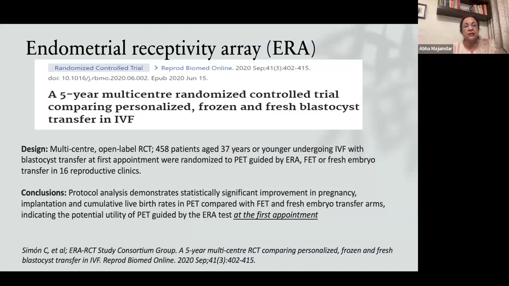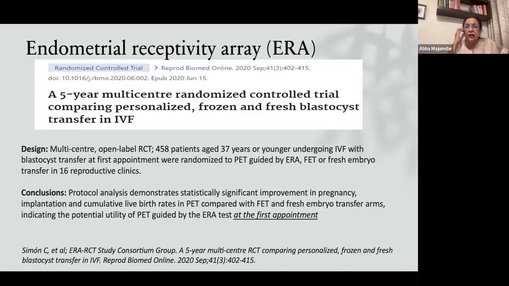Multi-center open label RCT, 458 patients aged 37 years or younger. So one is they took younger patients with blastocyst transfer. At first, embryo transfers were randomized to personalized embryo transfer guided by ERA or fresh embryo transfer in 16 reproductive clinics. So you think that 458 in 16 clinics means every clinic had 20, 30 patients. Protocol analysis demonstrates a statistically significant improvement in pregnancy, implantation, and cumulative birth rate in PET compared with FET.